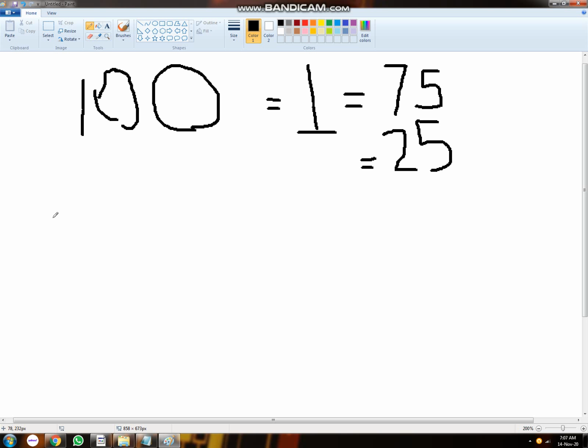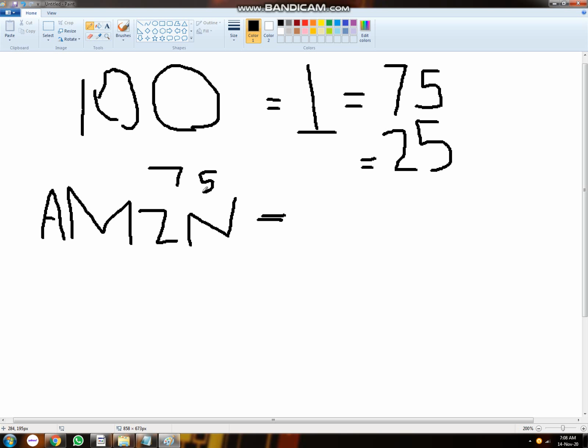Let's say you've bought stocks in Amazon worth $75. Let's say the share price is $2. Let me write it down. Share price, and you bought shares worth $74, sorry. This won't be 75, this will be 74, and you have the remaining $26 in your account.